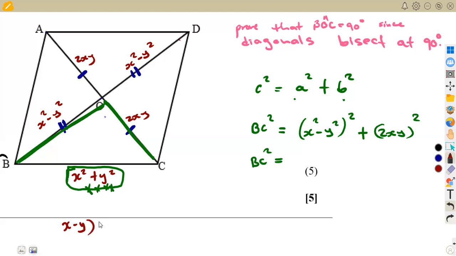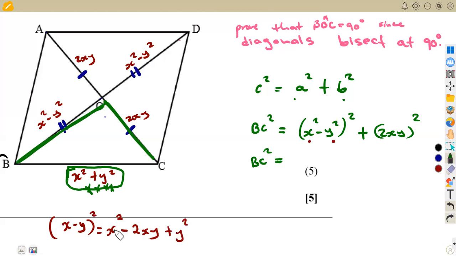(x² − y²)², remember we said we can expand this by taking the first term squared, minus twice the product of the first and last, plus the last squared. So it's going to be x², which is the first term, minus 2 times the first and last. This is what we have here, but this is to the exponent of 2. The idea is not going to change, or you just expand your normal brackets.